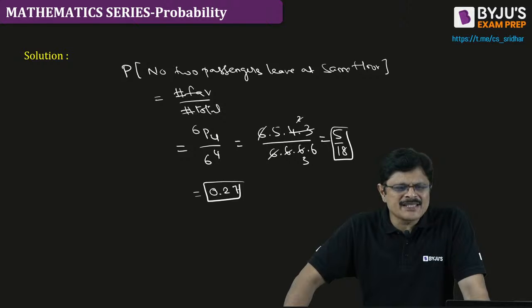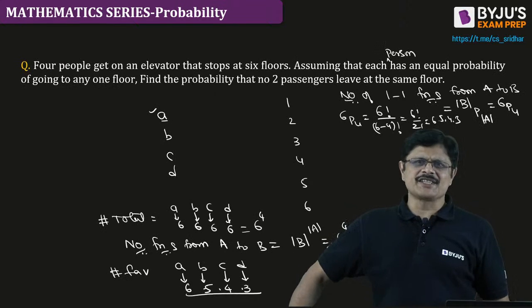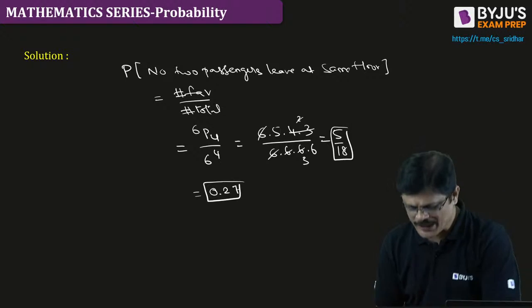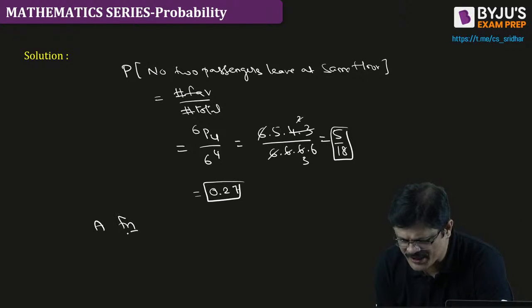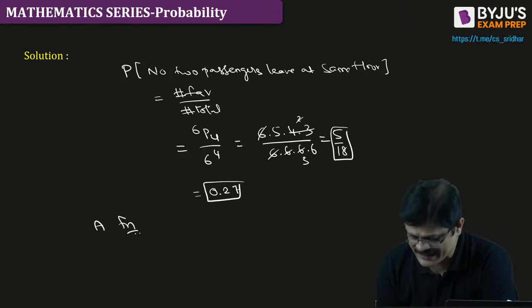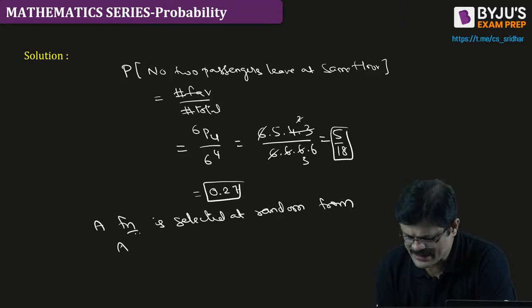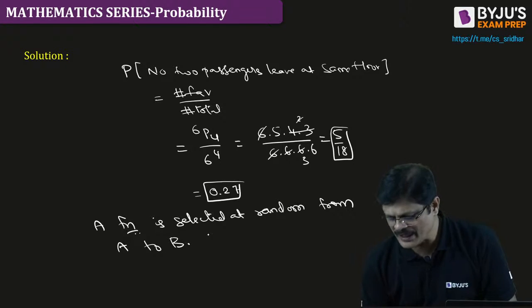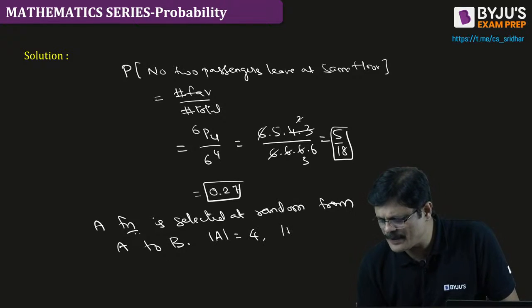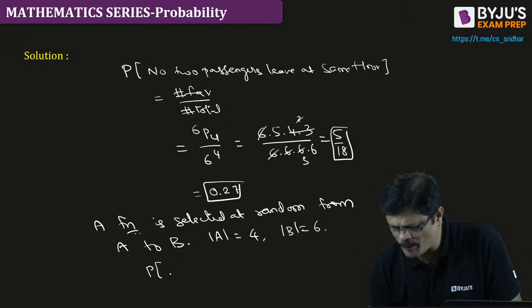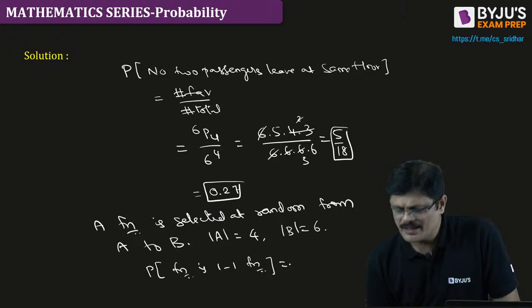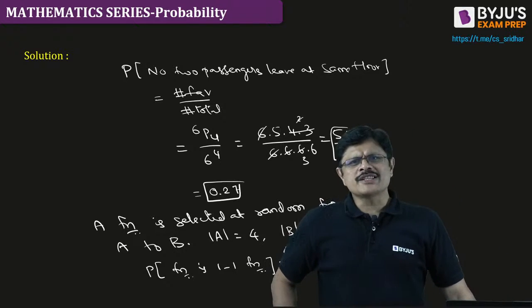That's what I'm saying now. You are just counting the number of 1-1 functions. The same problem for a computer science student is: a function is selected at random from set A to set B, where A has 4 elements and B has 6 elements. What is the probability that the function is a 1-1 function? This is the same as this question, sir. These two questions are one and the same.